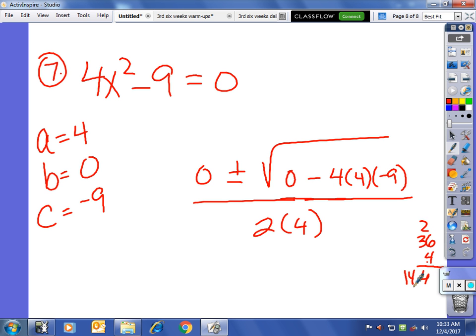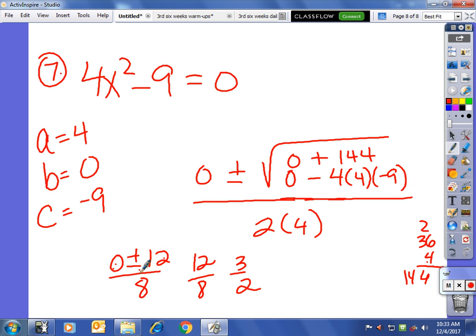Okay, did y'all get 144 inside the radical symbol? It turns into 0 plus 144. -4 times 4 times -9. That becomes a giant positive 144. And what's the square root of 144? 12. So you have 0 plus or minus 12 divided by 8. What's 0 plus 12? 12 over 8, which reduced by dividing by 4, and you're going to get 3 over 2.